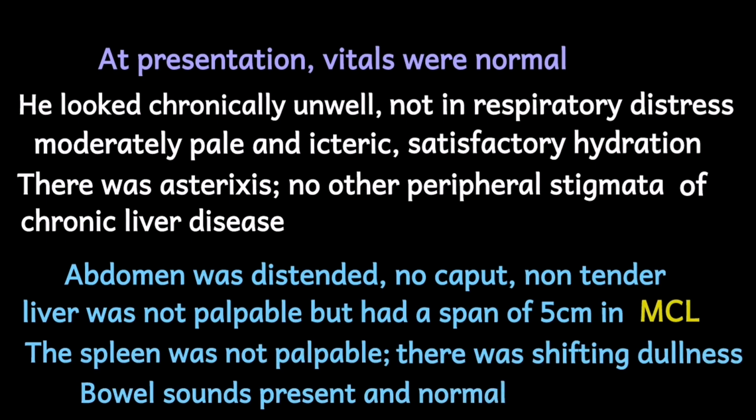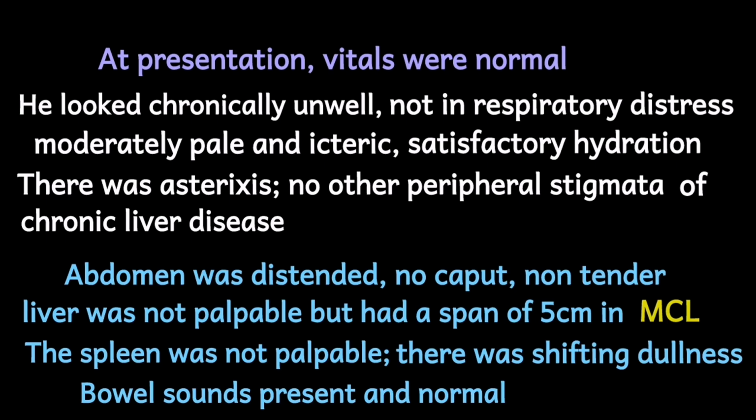And so here you see that I mentioned the moderately pale and icteric. The moderately pale would also speak for the anemia. And then we mentioned asterixis. The fact that there is asterixis gives hepatic encephalopathy grade 2 up. Then we mentioned that he had no peripheral stigmata of chronic liver disease. So we've summarized the fact that there was no palmar erythema, no spider nevi, no Dupuytren's contracture, etc.